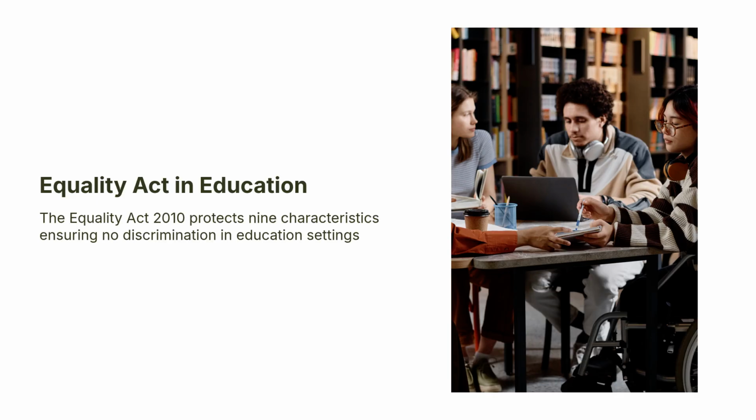The Equality Act 2010 is crucial in educational settings. It protects 9 characteristics, ensuring no discrimination. Reasonable adjustments must be made for disabled learners. Direct and indirect discrimination are unlawful. This act forms a foundation for equitable behavior management.